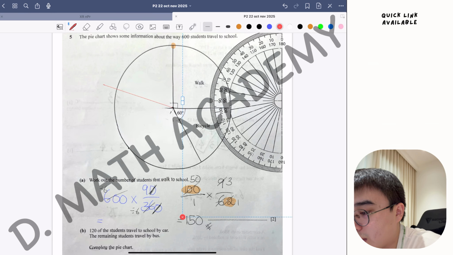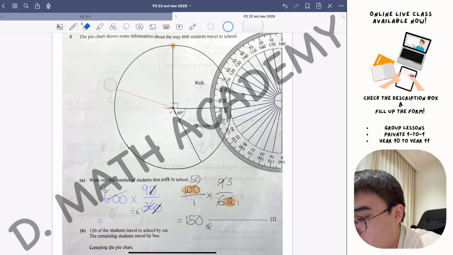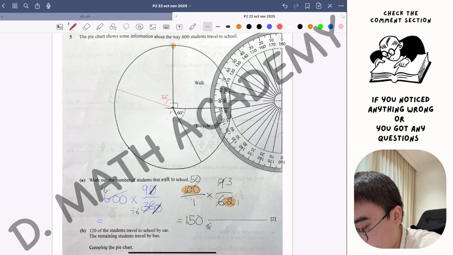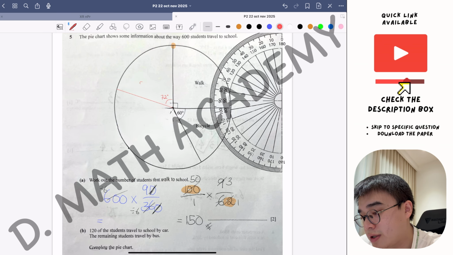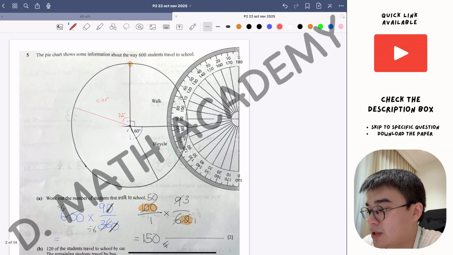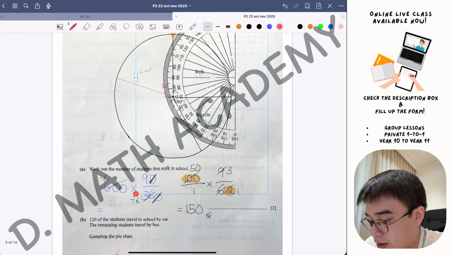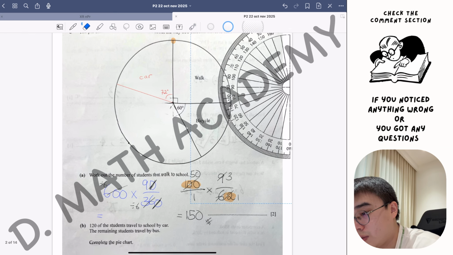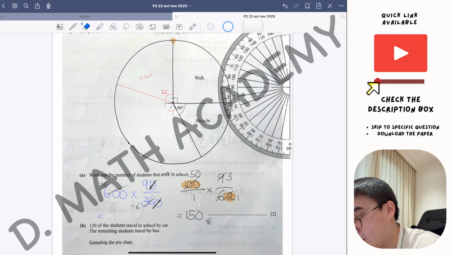So that's it for our 72 degrees. Make sure you label that this is for students that travel by car, which means the rest should be travel by bus. They didn't ask us to mention the degree, so just mention that it was bus.